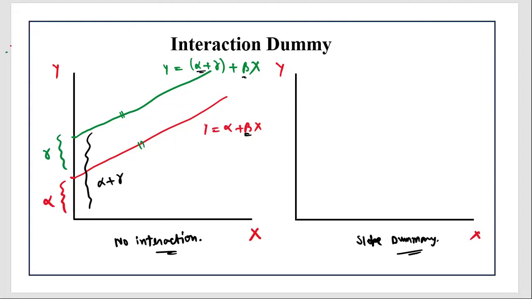So the first line will remain the same. This red line here, what I have drawn, this will be same here as well. So this is again the same thing, y equals alpha plus beta x. This is for the female. That is the same. But now for the male counterpart, it will look something like this. Why is this so? Let me write this alpha here. This is alpha, and now what will the slope be?